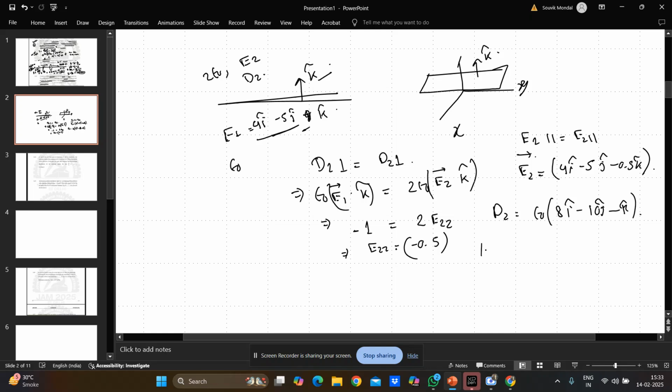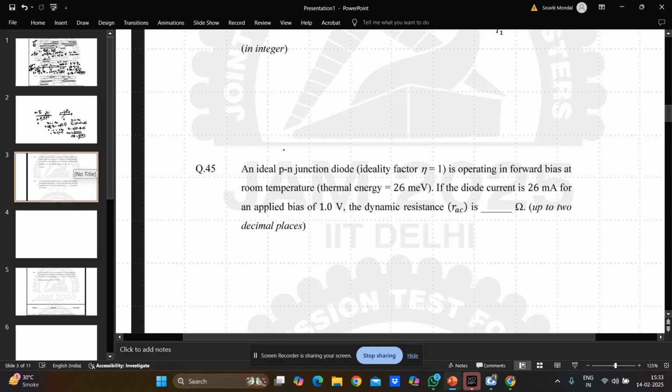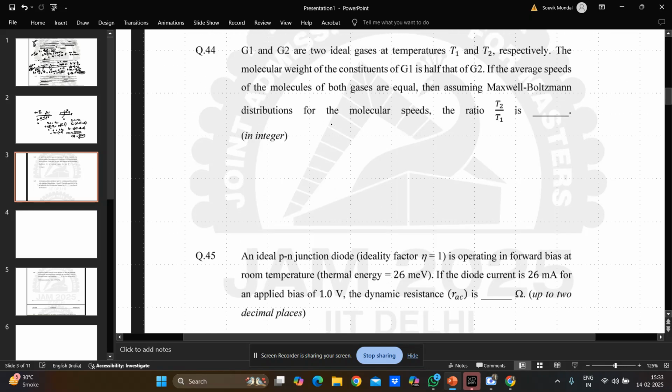So what is mod of D2? It is epsilon naught root under 64 plus 100 plus 1, which is equal to root under 165. If you calculate this, it will come around 12.84. So this will be the correct answer, and there is a range, I guess. Okay, so now let's move to the next.